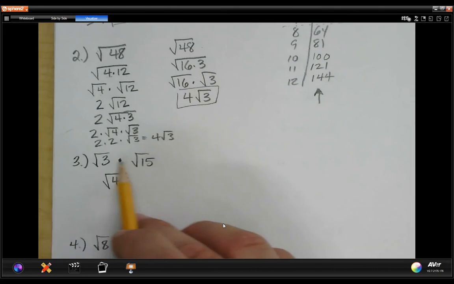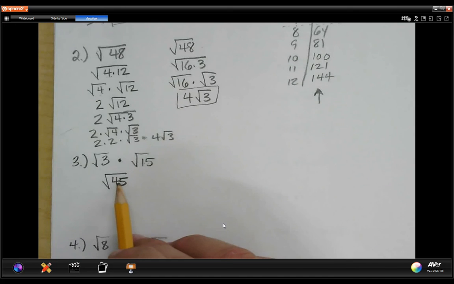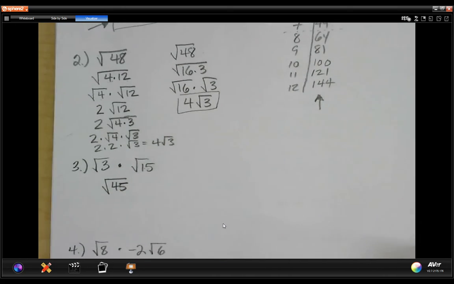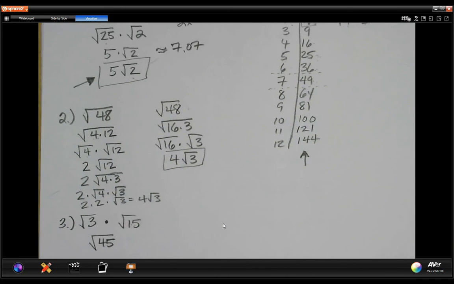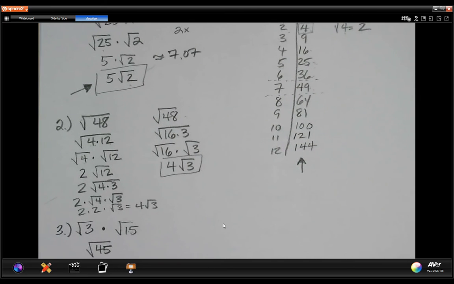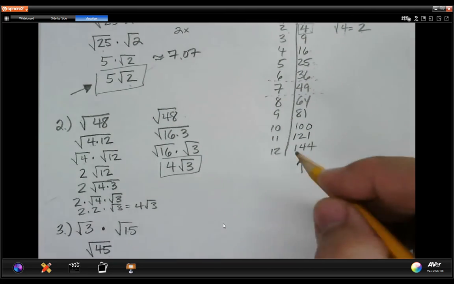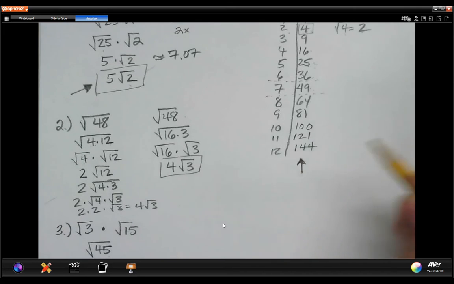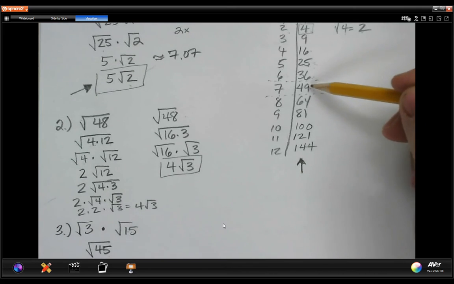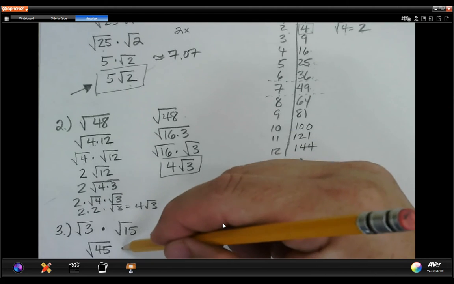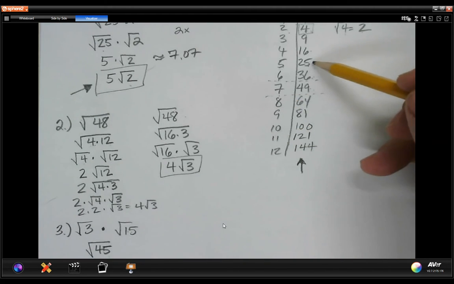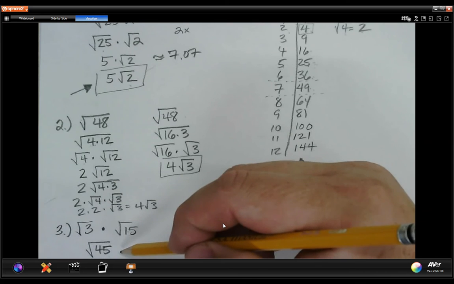I couldn't find a perfect square out of each of these individually, but maybe I can find a perfect square out of this. So let's look through our list real quick and see if we see anything that would go into 45 evenly. Again, we're always looking at our x squared list. There's no use to look at 49 because that's too big. 36 won't go into 45 evenly. 25 won't go into 45 evenly.